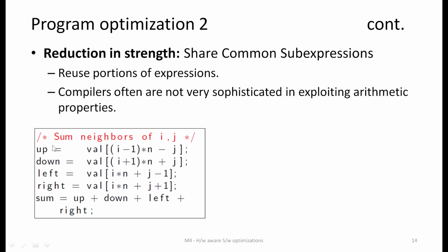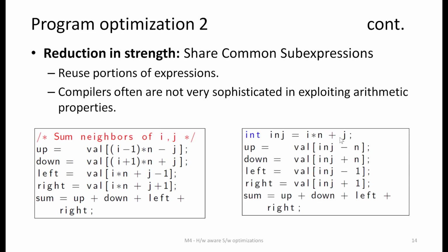So here we have a small function which retrieves the value which is above, below, left and right, and sums it to generate the value of the current pixel which is at location i and j. Now this can be optimized by introducing another variable, inj, with an expression i times n plus j. So if you observe, i times n plus j is a common subexpression among these four equations. So they are being replaced by a simple add and subtract instead of multiplication. So if you imagine these expressions part of nested i, j loops, we have reduced a lot of work by eliminating unnecessary multiplications in each iteration.